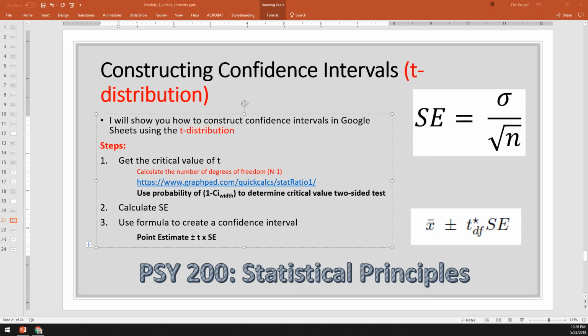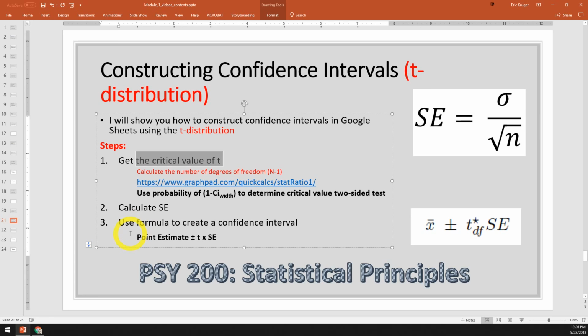In this video, I'm going to go over how to construct confidence intervals using the T-distribution. Now, this is going to be actually very similar to how we constructed confidence intervals with the Z or the normal distribution. The only difference is really going to be in a few steps where we have to obtain the critical T value. We have to do a few different things. Otherwise, it's almost nearly identical.